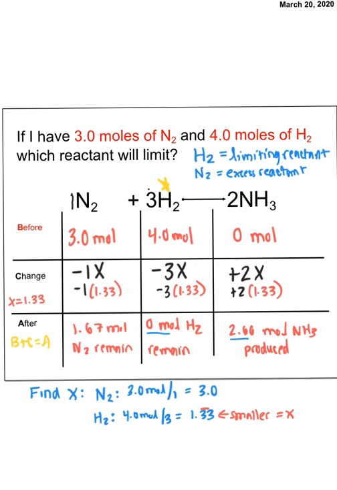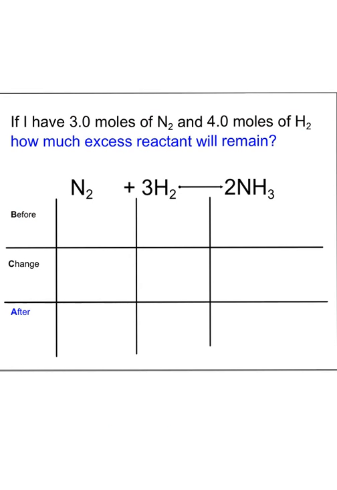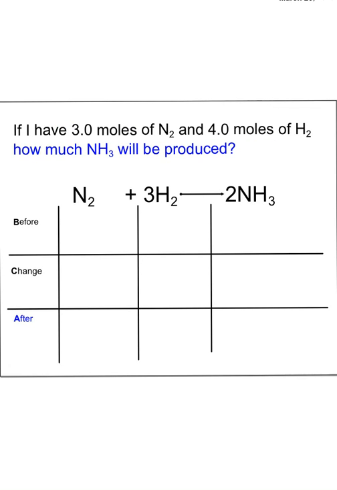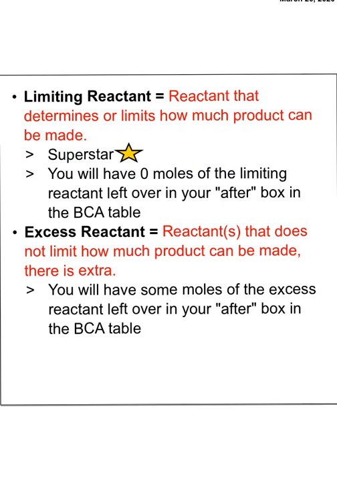So this is the beauty of the BCA table. We were able to answer 3 questions: who's the limiting, who's excess, and how much remains of the excess, and how much product are we able to produce, just by doing the table one time. Same question, just on a different slide: how much excess will remain? And finally, how much NH3 will be produced?